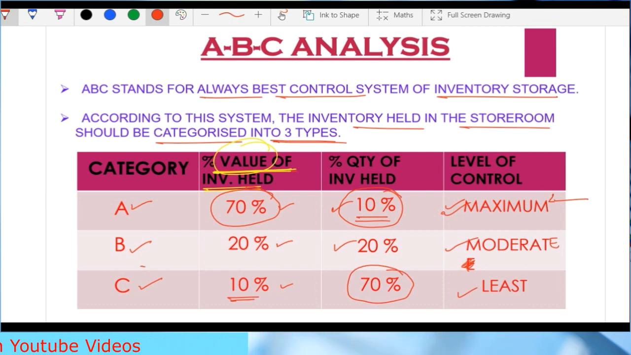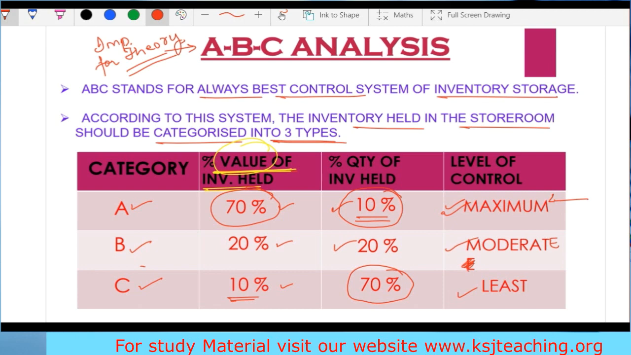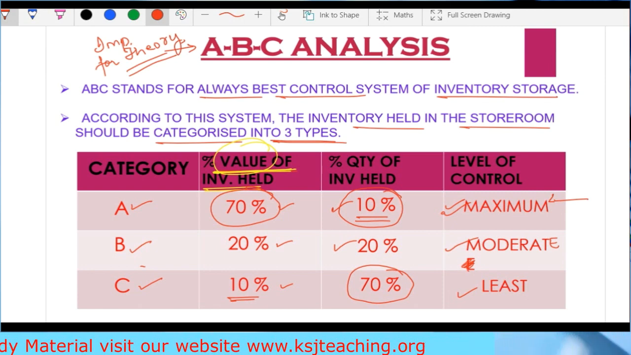Right? And this topic is important from the theory point of view. We'll do one practical problem from your ICAI module only. We'll be doing a practical problem here, but this topic is very important from the theoretical point of view.